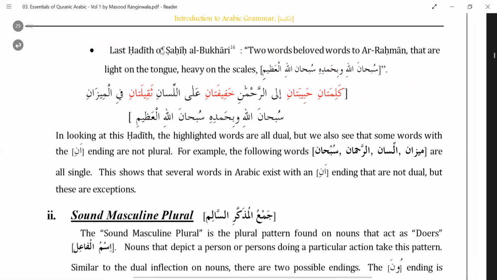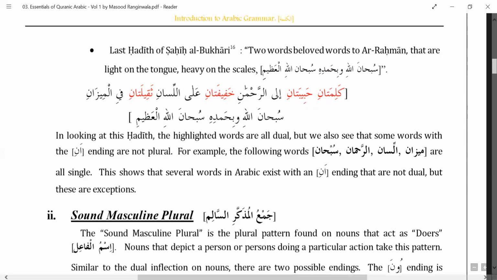Here a hadith from Sahih al-Bukhari is mentioned. Kalimatani habibatani ila ar-Rahman, khafifatani ala al-lisan, thaqilatani fil mizan: Subhanallahi wa bihamdihi, subhanallahi al-azim. What does this mean? Kalimatani, two words. Habibatani, beloved. Now this has to match two words, which is why both are ending in ani. When you're saying two words, its description, its adjective, should match it.